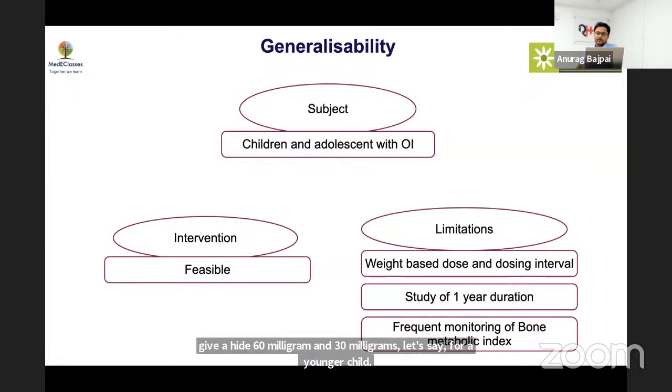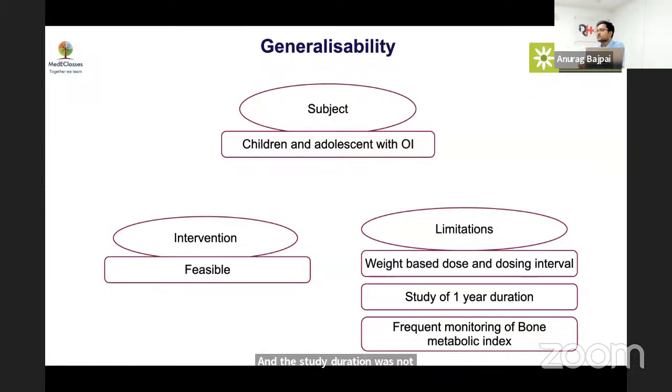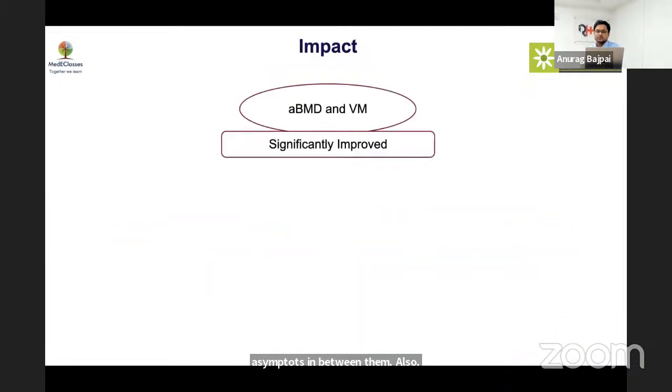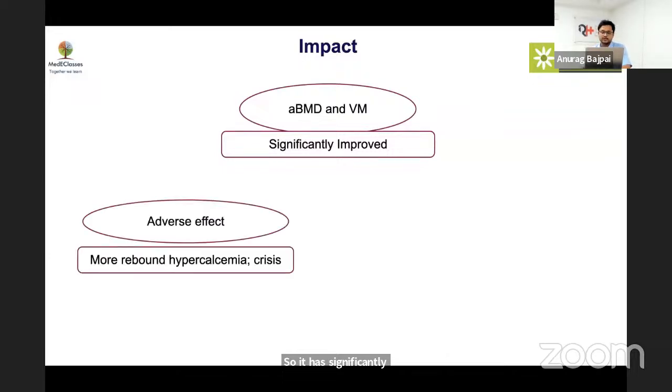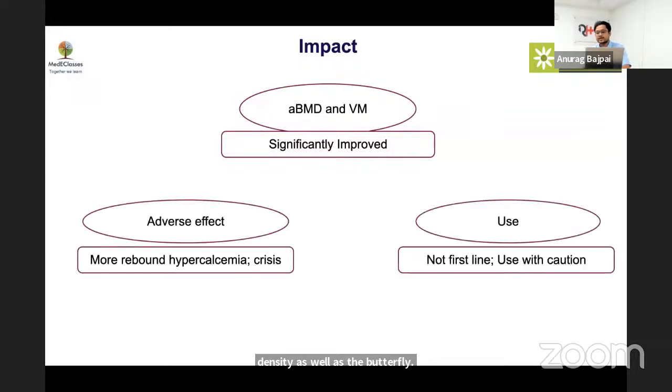So carry on. The study duration was not so long, around 1 year, and there was no frequent monitoring of blood calcium levels. So we may have missed some asymptomatic hypercalcemic episodes in between. So these are the limitations in this study. It has significantly improved the bone mineral density as well as the vertebral morphometry, with some adverse effects. Right now, we think we should not recommend using denosumab in children until much more important RCTs are available in our hands.